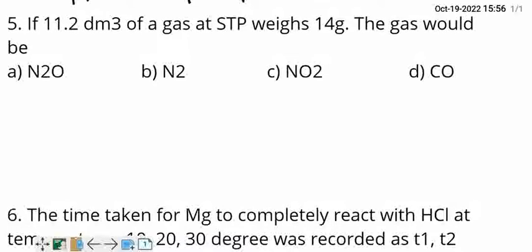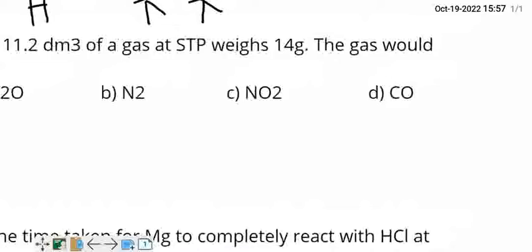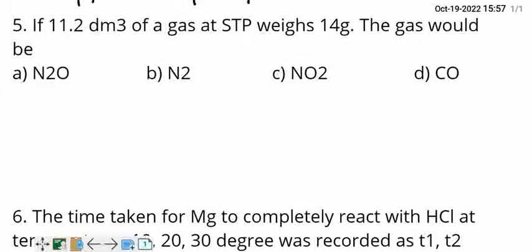If 11.2 dm cube of a gas at STP weighs 14 grams, the gas is likely going to be what? We are given the volume of the gas, we are given the mass of the gas. How do we use those two pieces of information to identify the gas? As you know, all gases have their relative molecular mass. So we'll simply need to use these two to find the relative molecular mass of the gas.